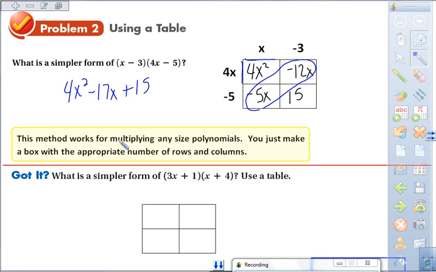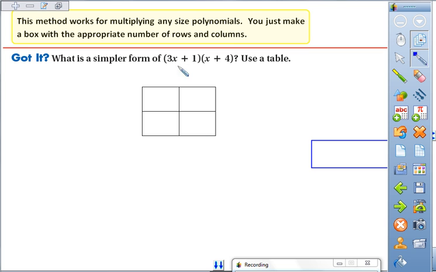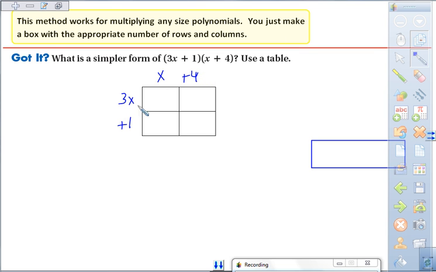And this method works for multiplying any size polynomial. You just have to change the size of your box. It's not always going to be a 2 by 2 box. Let's try another one. So let's put the 3x plus 1 down here, and then we'll put the x plus 4 up here. And it doesn't matter. I could put the 3x plus 1 on top and switch them around. So I get 3x squared plus 12x, x times 1, 4 times 1. And then I add like terms, and there's my solution.